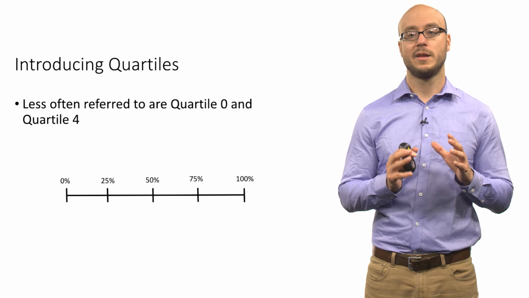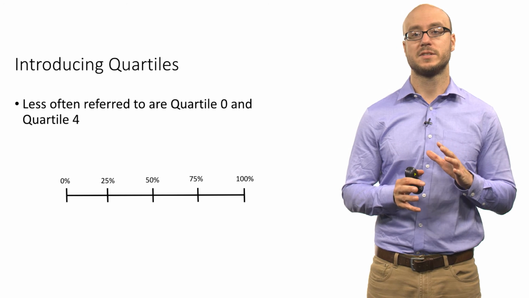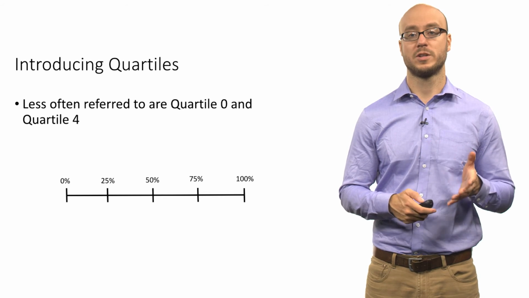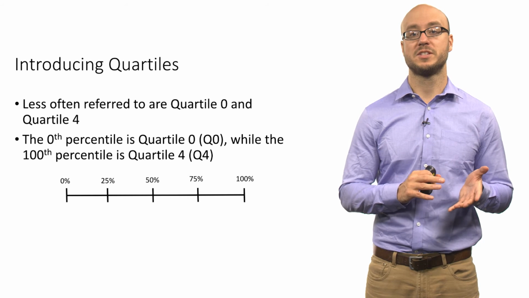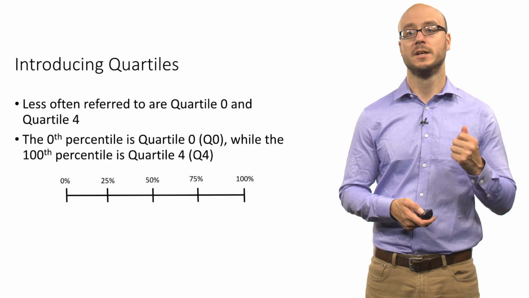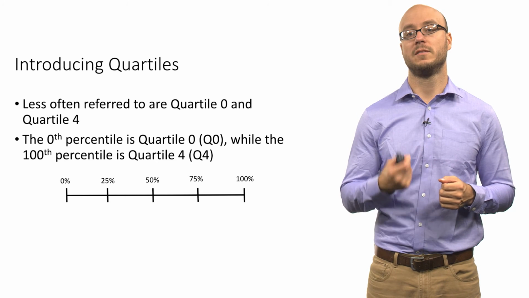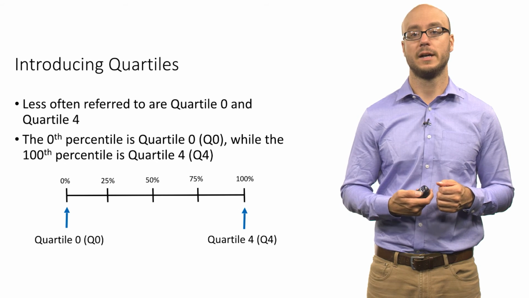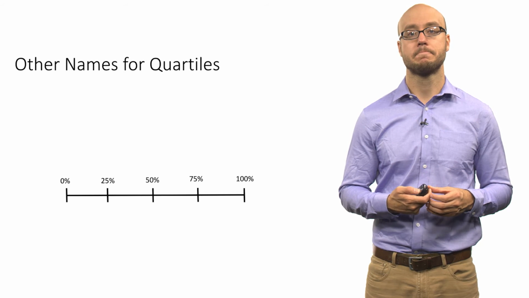Now, sometimes you'll also see a reference to the fourth quartile and the quartile 0. Those are simply the 0th percentile and the 100th percentile, respectively. So quartile 0 is the 0th percentile, quartile 4 is the 100th percentile. Right? Sometimes you'll see reference to that.